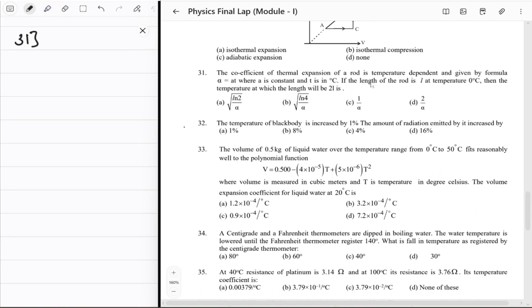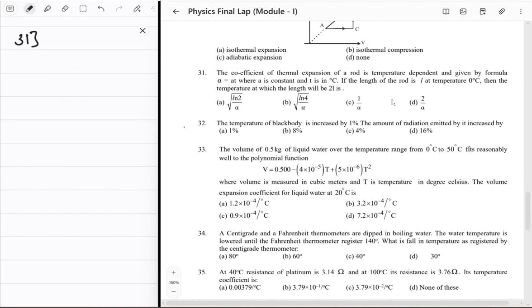31st is the question: the coefficient of thermal expansion of a rod is temperature dependent and given by the formula alpha equals A T, where A is a constant and T is temperature in degrees Celsius. If the length of the rod is L at temperature 0 degrees Celsius, then find the temperature at which the length will be 2L. Okay, so like 2 is equal to 1 plus alpha T, right? Oh, this is kind of different, because unfortunately you can't directly answer it, it's not linear anymore.